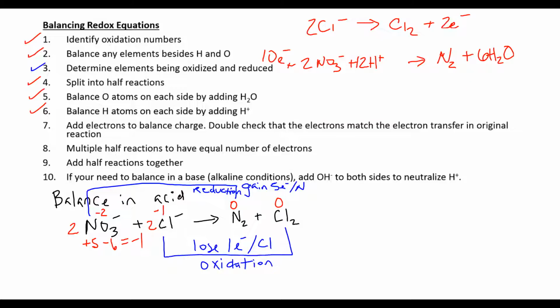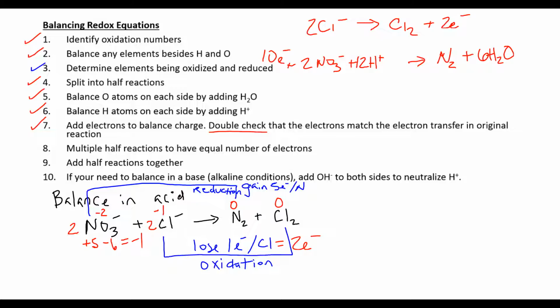So that takes care of step 7, but you'll notice I added a second part of step 7 which says double check that the electrons match the electron transfer in the original reaction. So if we look back at our assignment, we'll notice that for the chloride to chlorine reaction, we have a loss of 1 electron per chlorine atom. That would give us a total of 2 electrons because we have 2 chlorine atoms. And we'll notice that that is replicated in our half reaction above.